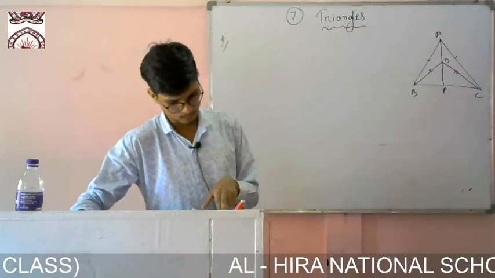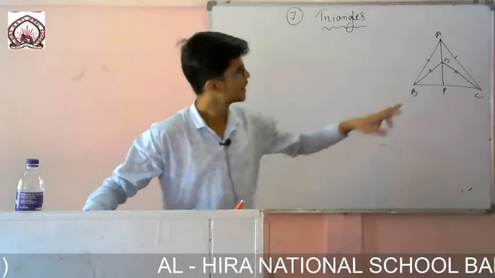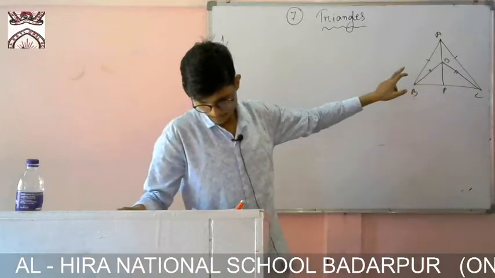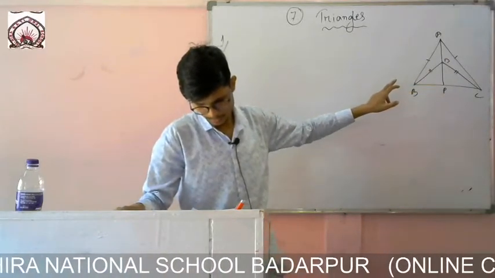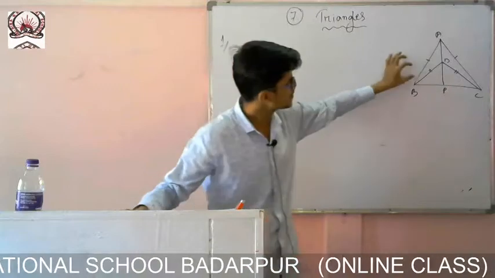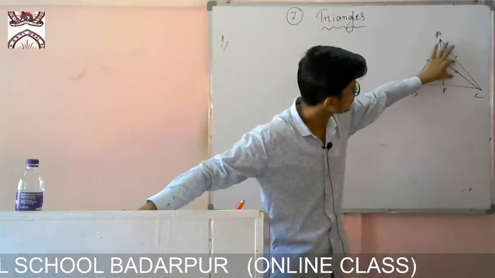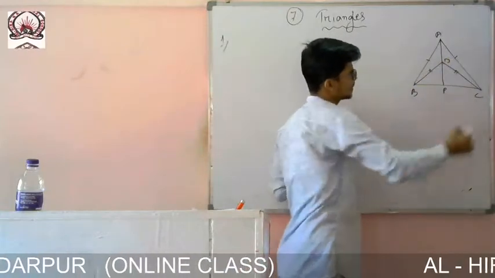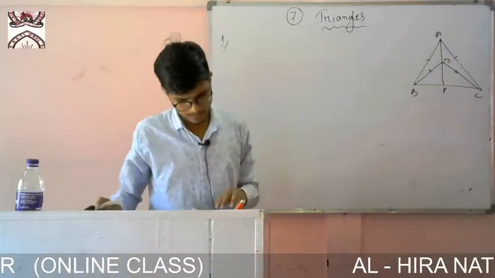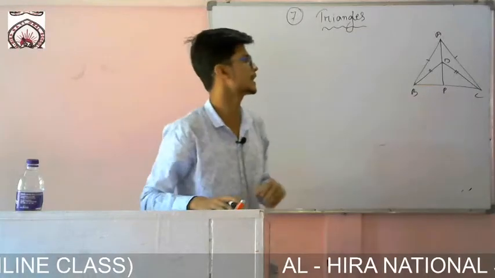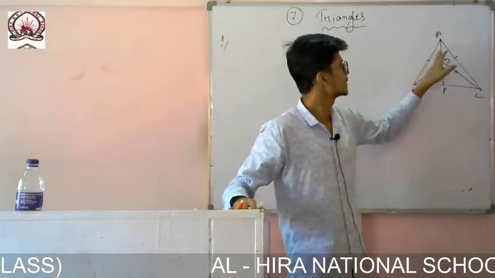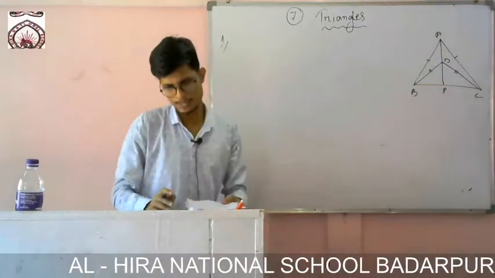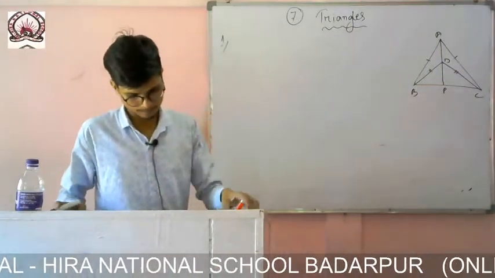ABD is congruent to triangle ACD. That means this one is congruent to this one. Then ABP is congruent to triangle ACP. That means this whole one is congruent to that whole one, so the second one will be proved. And the third one: AP bisects angle A as well as angle D. I have to show that this line AP bisects angle A and angle D. So three proofs are there. We have to prove them one by one.